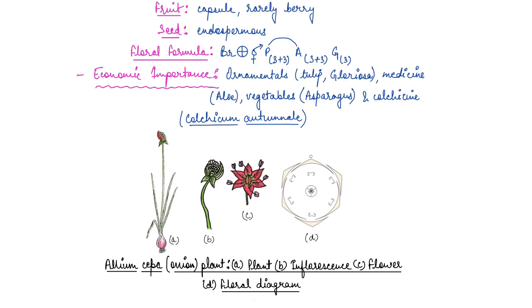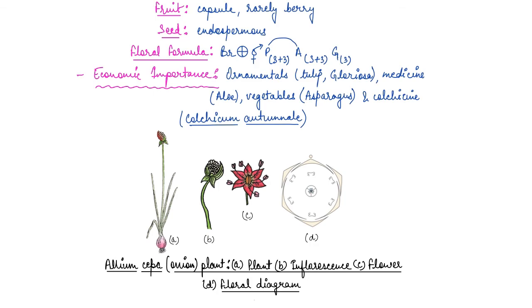Now these 6 perianth are attached to the androecium. So androecium again are 1, 2, 3, 4, 5, 6. So 3 and 3, 6. And then you have 3 gynoeciums. It's 1, 2, and 3. These are the 3 gynoeciums, right? So this is the floral formula and floral diagram of the family Liliaceae, the lily family.